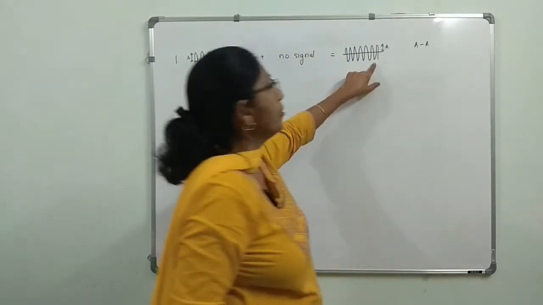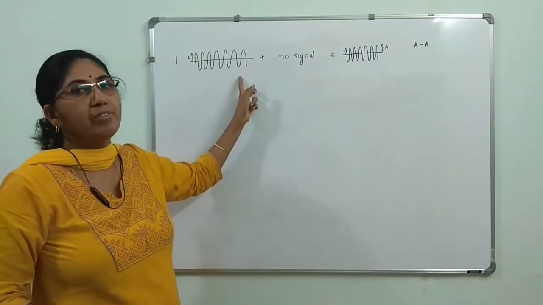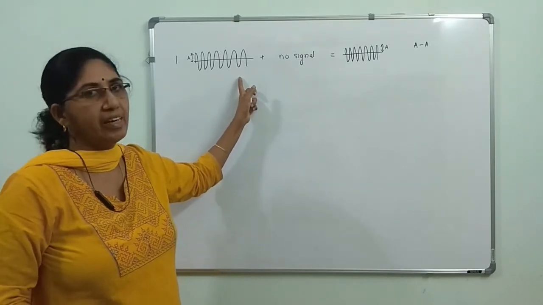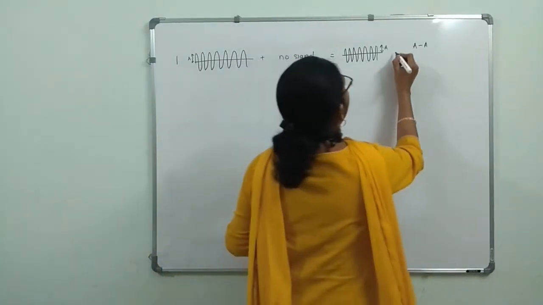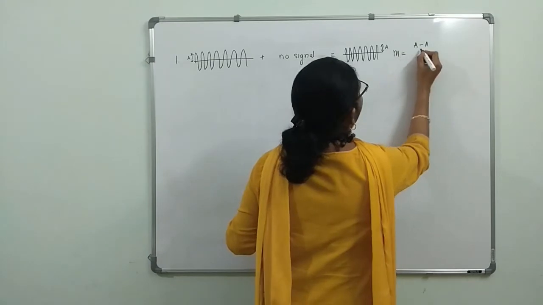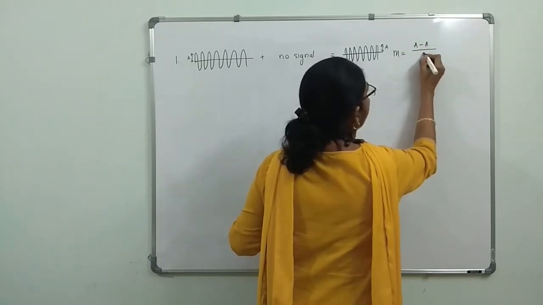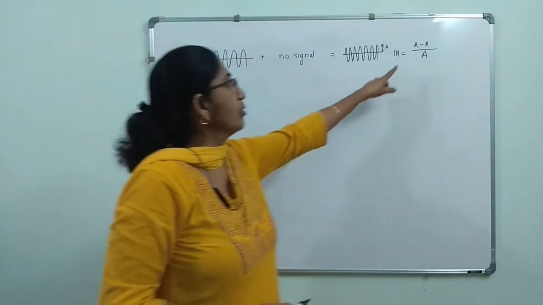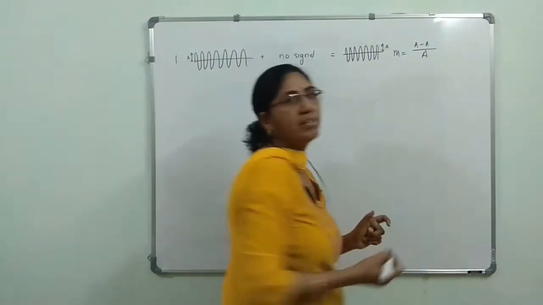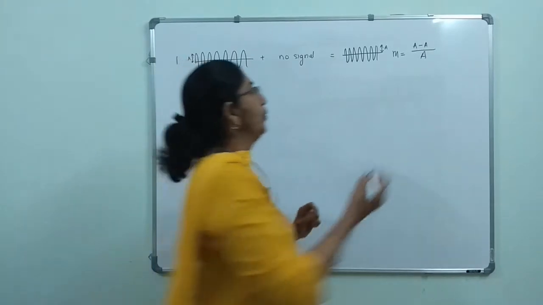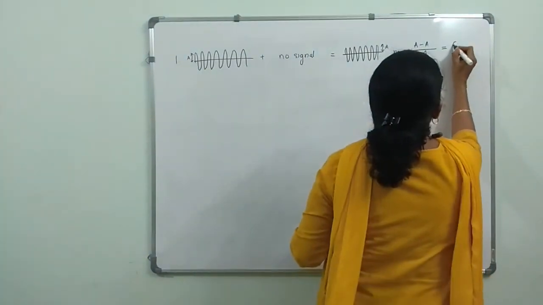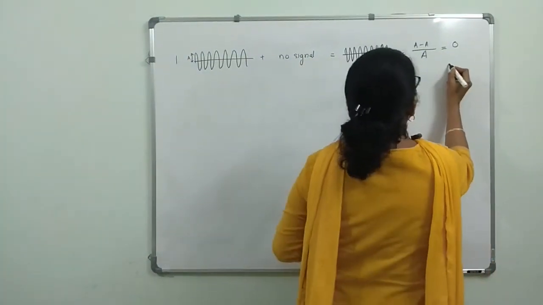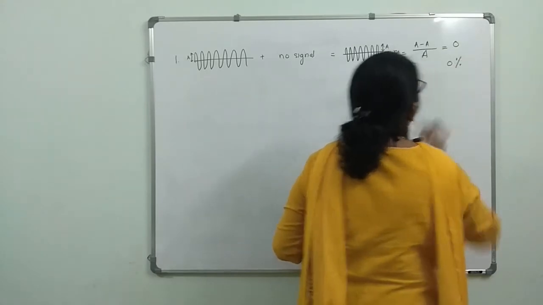And what is the amplitude of the original carrier wave? That is A itself. So our modulation factor M is equal to change in amplitude divided by the amplitude of the original carrier wave. A minus A is 0, so this is equal to 0. So the modulation factor is 0% modulation.